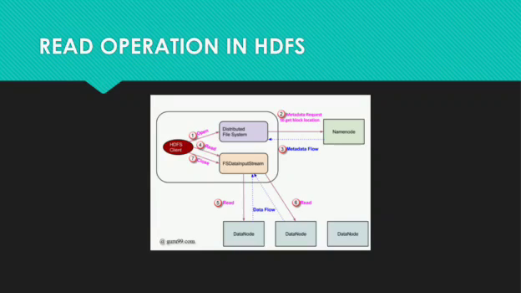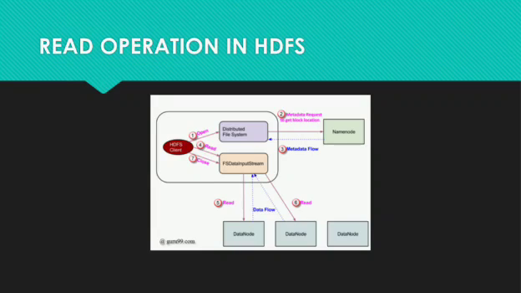This object connects to the name node using RPC and gets metadata information such as the location of the blocks of the file. Please note that these addresses are of the first few blocks of the file. In response to this metadata request, addresses of the data nodes having a copy of the block are returned. Once addresses of data nodes are received, an object of type FSDataInputStream is returned to the client. FSDataInputStream contains DFSInputStream, which takes care of interaction with the data node and name node.